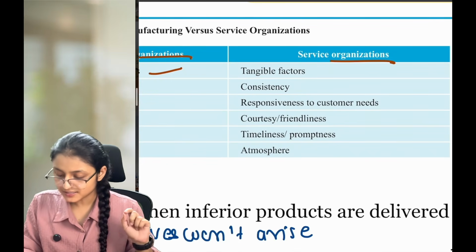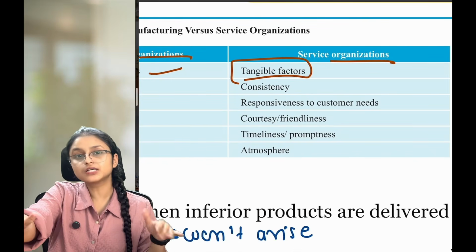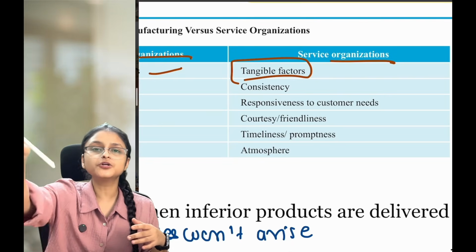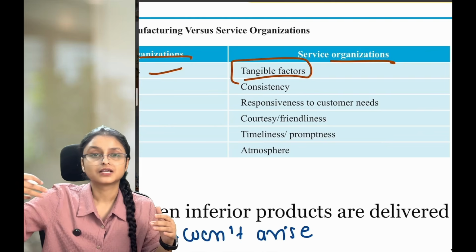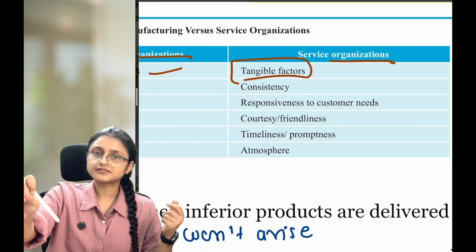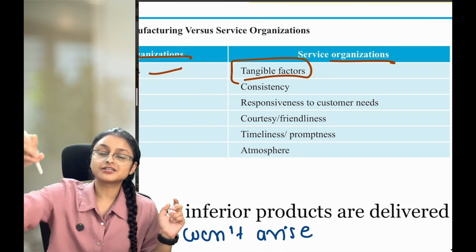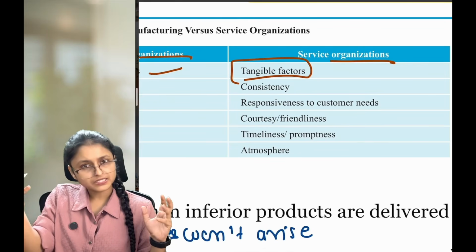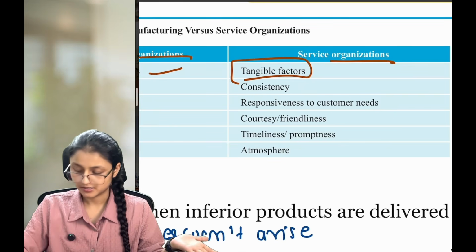Next, service organizations have some tangible factors. Like if I'm providing you the classes, with the classes I also provide you the books. That book is the tangible factor of my services as classes. So classes are my services, and with that I'm providing something tangible. That tangible factor is also going to be a factor with the help of which you are going to judge how my services are. Okay?